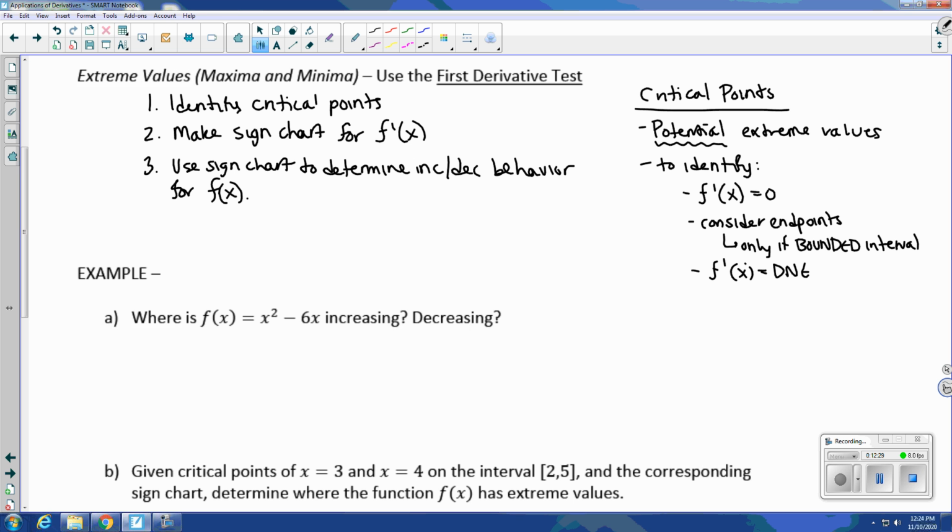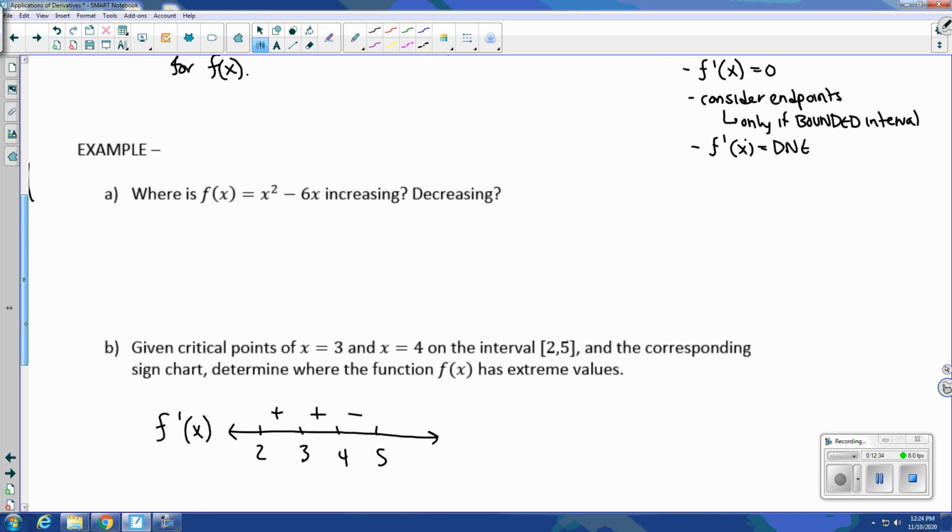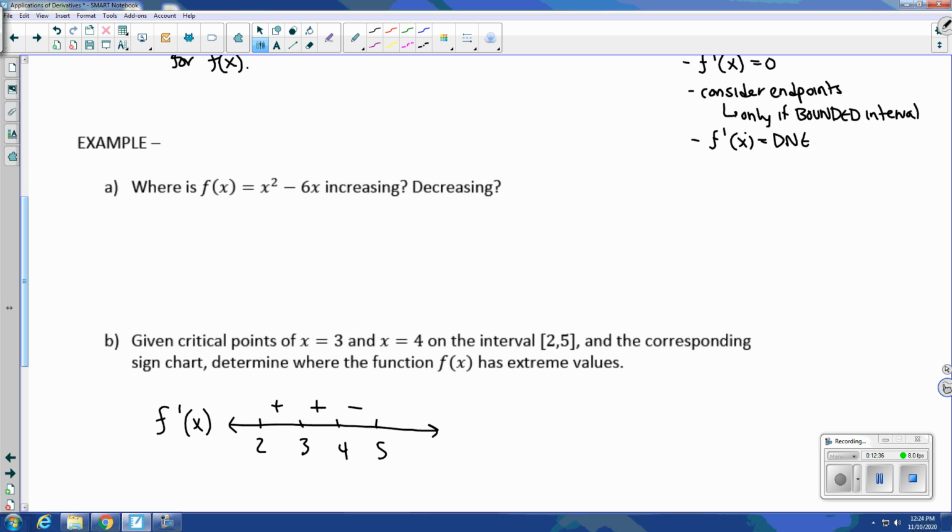So that is the first derivative test. So now let's look at some examples that take this into account. Where is f of x equaling x squared minus 6x increasing or decreasing?